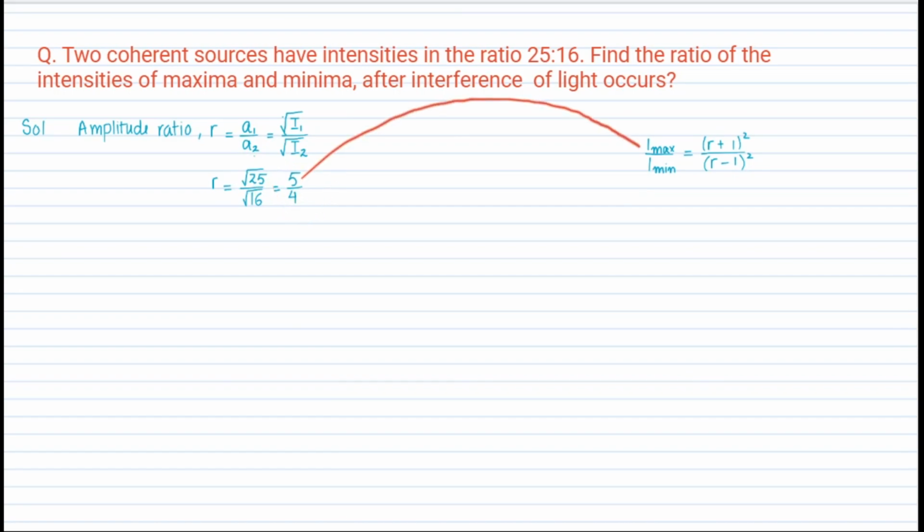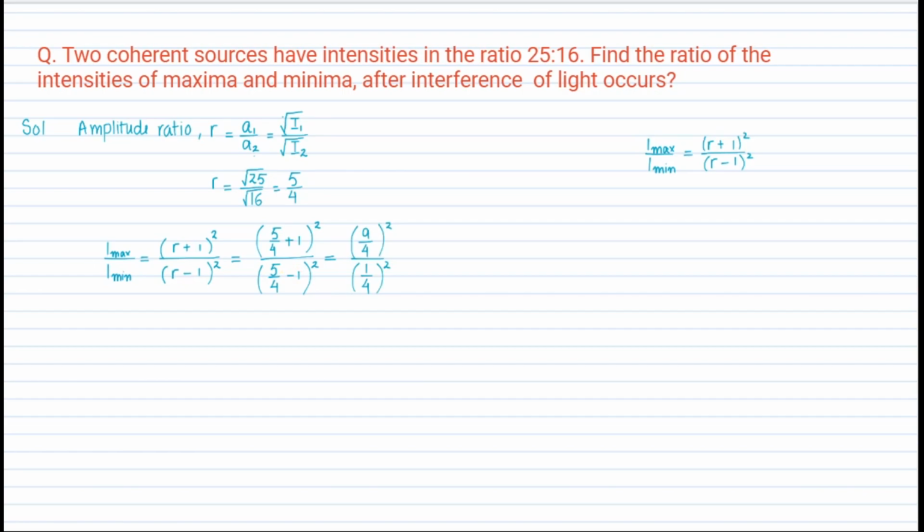And you know the equation for intensity of maxima by intensity of minima. It is (r plus 1) whole square divided by (r minus 1) whole square. And what is this r? R is 5 by 4. So substitute the value of 5 by 4 here. So 5 by 4 plus 1 is how much? Cross multiply: 4 ones are 4, add 5, 4 9. So it will be 9 by 4 in the numerator. Cross multiply 4 by 1, 5 minus 4 is 1. So 1 by 4 in the denominator.